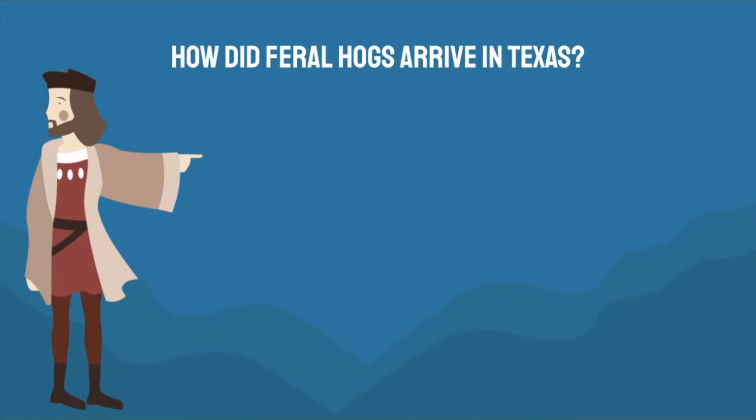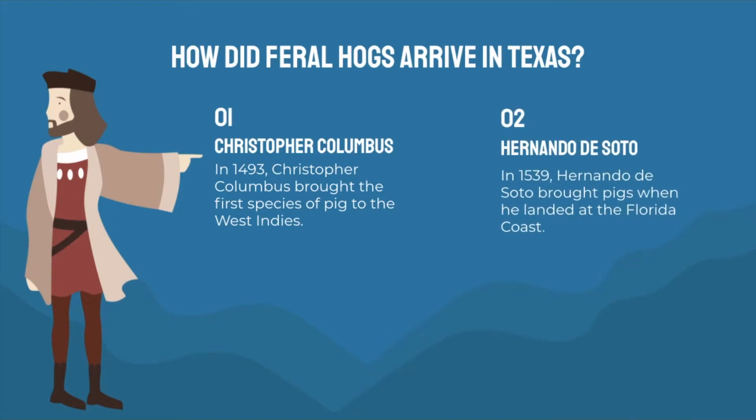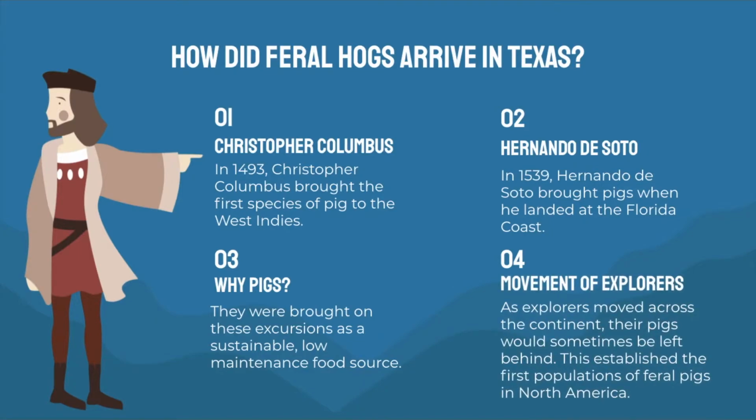So, how did feral hogs arrive in Texas? Well, first off, Christopher Columbus. In 1493, Christopher Columbus brought the first species of pig to the West Indies. And then in 1539, Hernando de Soto brought pigs when he landed at the Florida coast. So why pigs? Well, they were brought on these excursions as a sustainable, low-maintenance food source. As explorers moved across the continent, their pigs would sometimes be left behind. This established the first populations of feral pigs in North America.